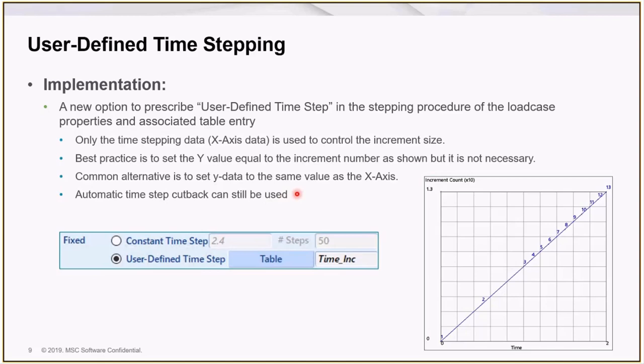The automatic time step cutback can still be used, as I mentioned before. It probably should be used so that if you are doing a priori and you are off a little bit, it'll still cut back without causing a significant amount of run cycles instead of aborting the analyses.